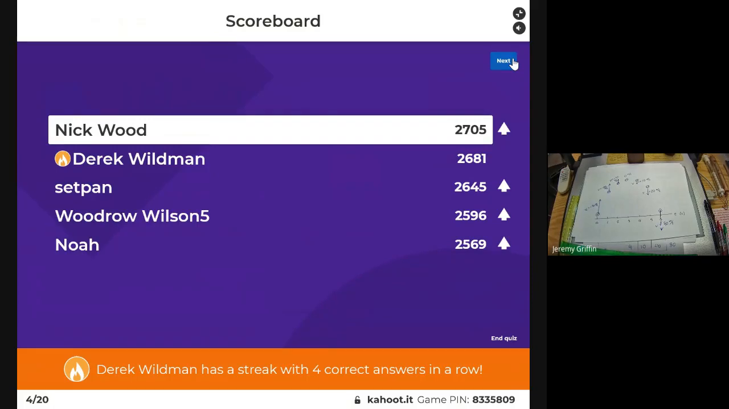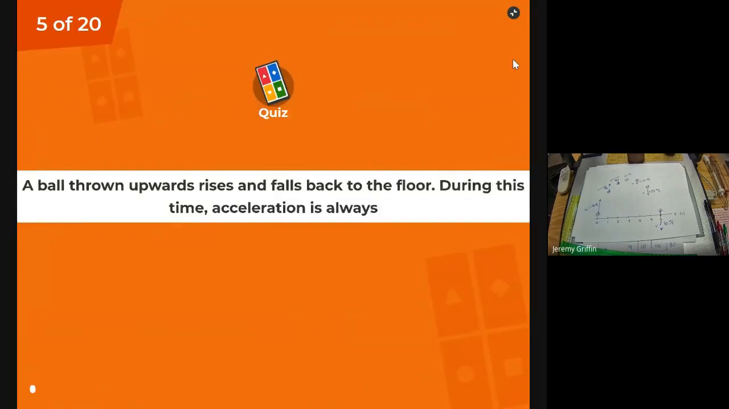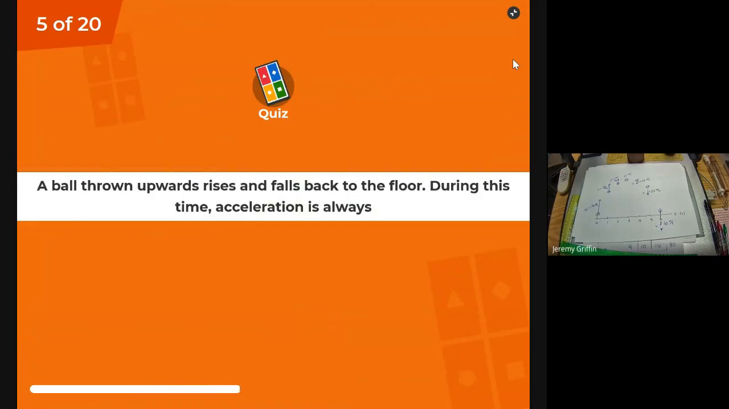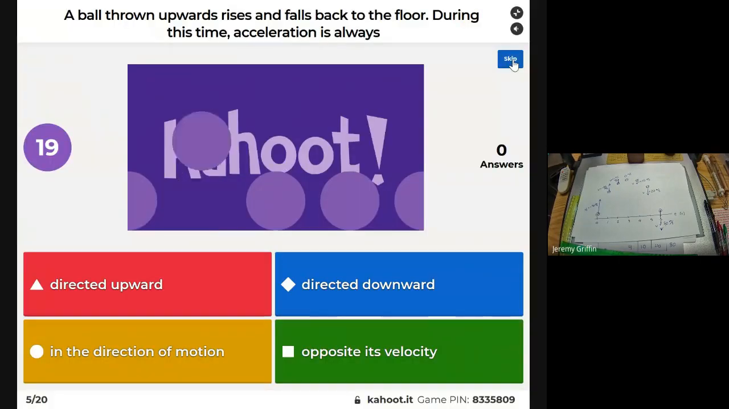Nick Wood retaking the lead. Derek still on fire. A ball thrown upward rises and falls back to the floor. During this time, acceleration is always.